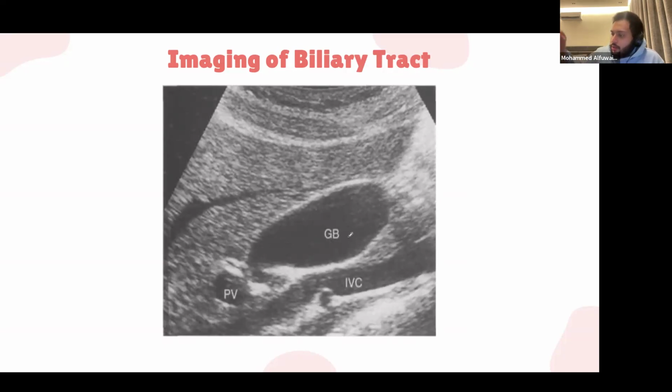Now, if you have a patient with a suspected gallbladder stone, you did ultrasound, you can't see it. What's the second line investigation that you can do? Actually, let's leave that for later. When you're trying to evaluate the biliary tree, what investigations can you do? ERCP or MRCP?